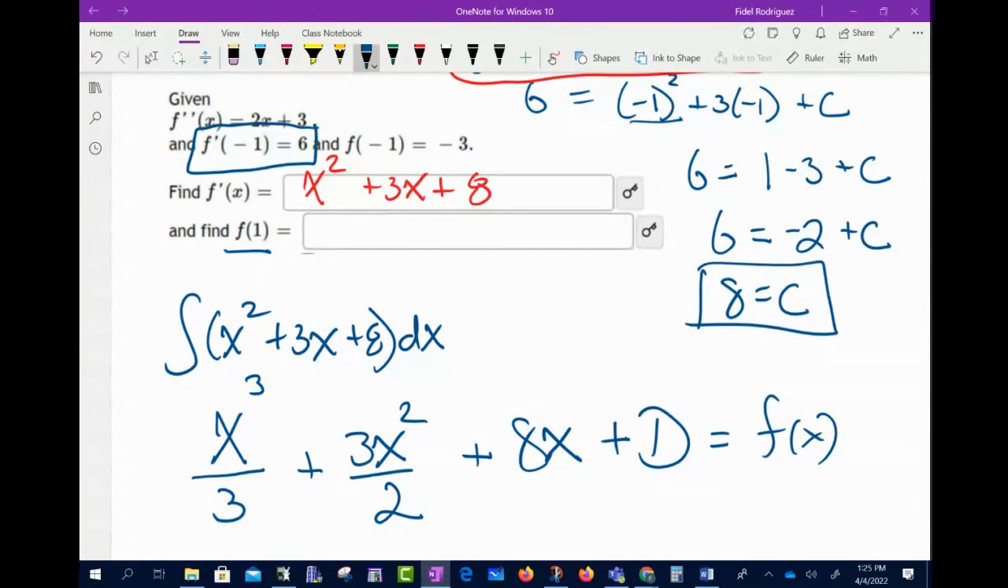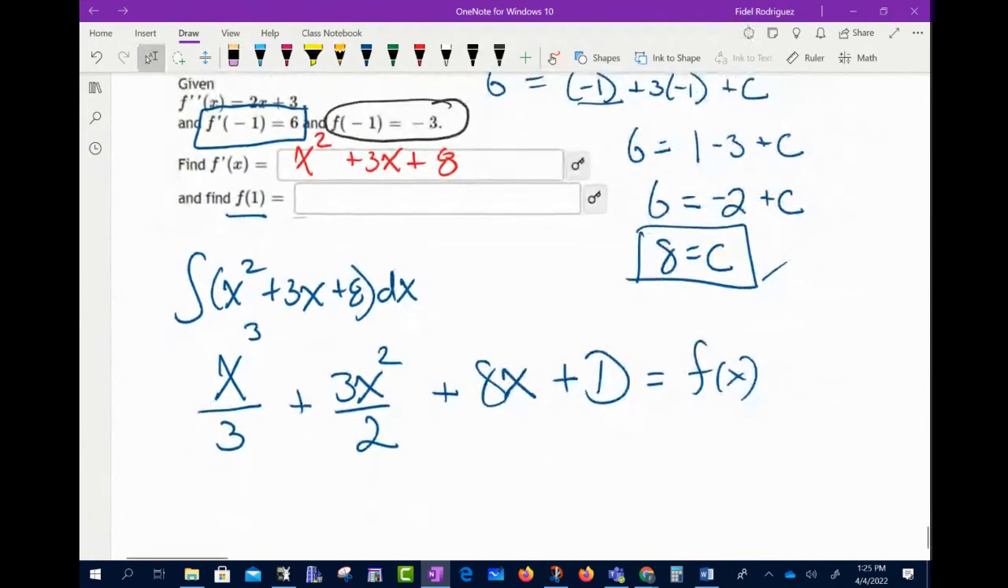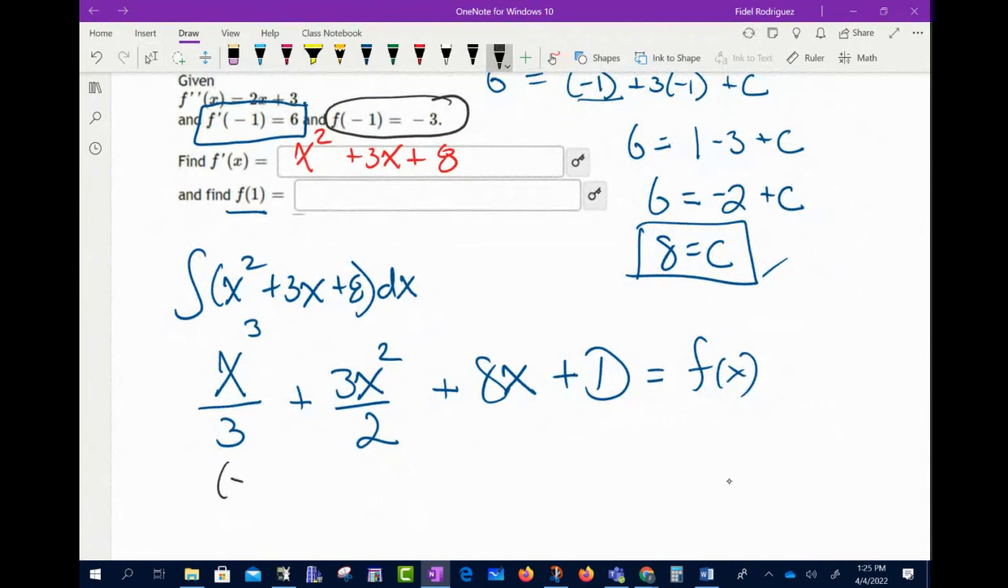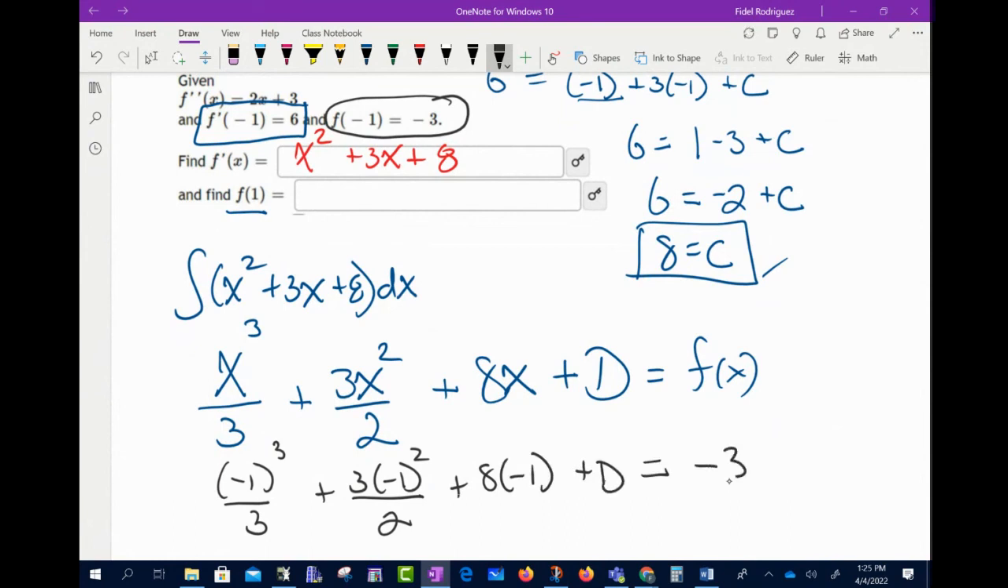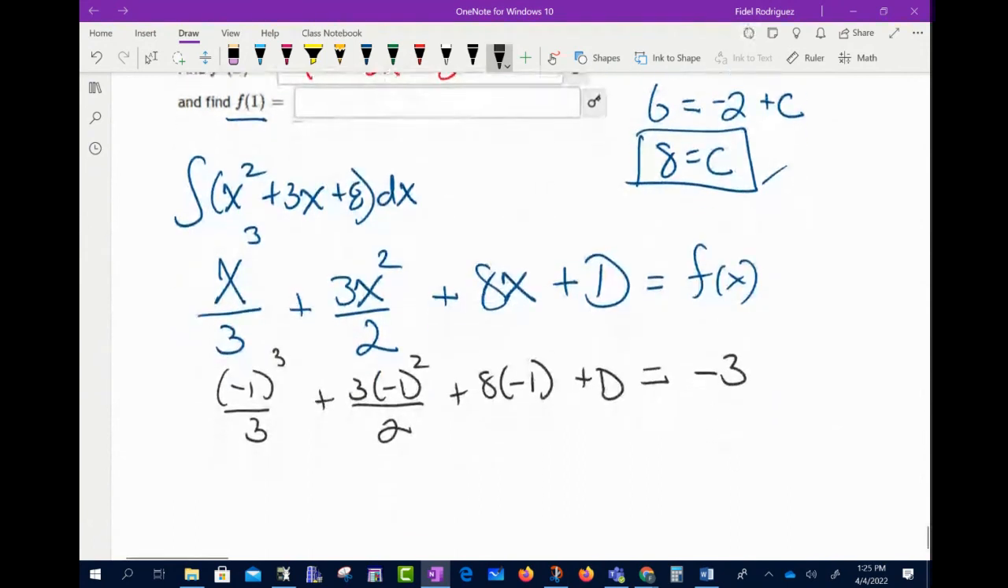This is my function f of x, right? So again, y'all, I just changed it to the letter D because we had already used C here. Then when anybody gets confused, like, hold on, which C am I using? Okay, we're using this one now. Look what it told me also. We also know that f of -1 is equal to -3. So this is what I'm going to do now, y'all. I'm going to come back over here: -1 to the third over 3, plus 3 times -1 squared over 2, plus 8 times -1 plus d is equal to, in this case, -3.